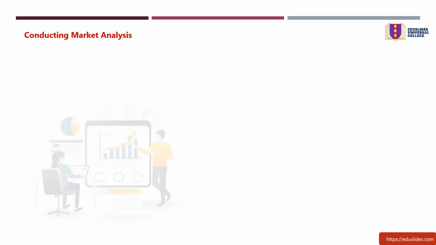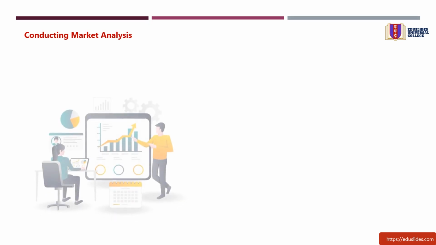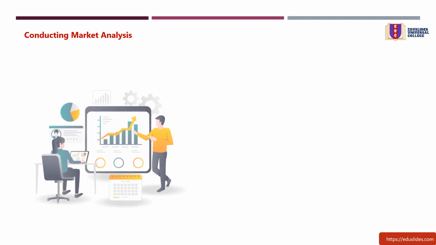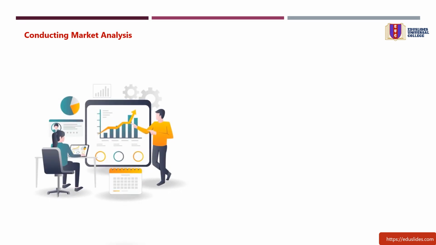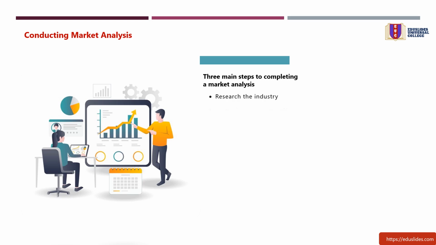Conducting market analysis. Various industries use market analyses, which are assessments of a company's target market. Understanding what a market analysis is and how to perform one can let you help a company remain competitive and profitable. There are 3 main steps to completing a market analysis for most businesses, and these are: research the industry, understand your audience, know how you stack up against competitors. Let me now explain them one by one.